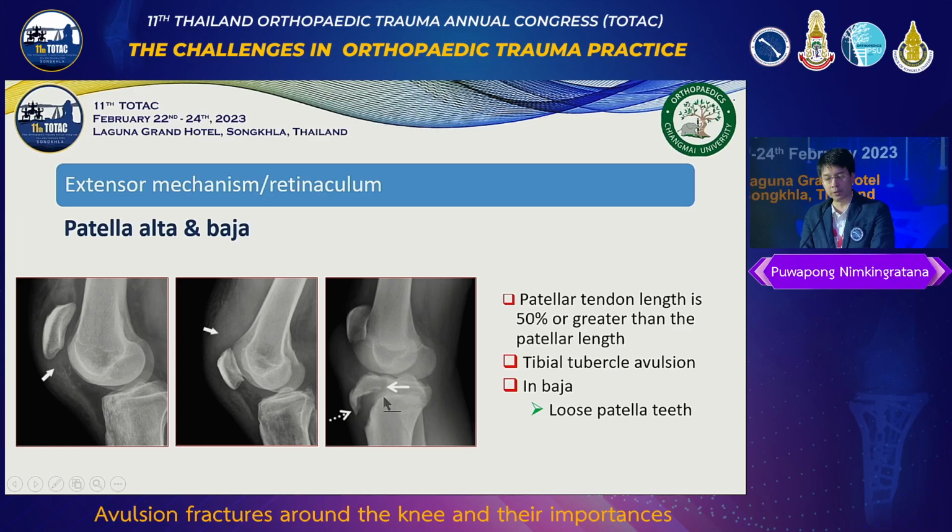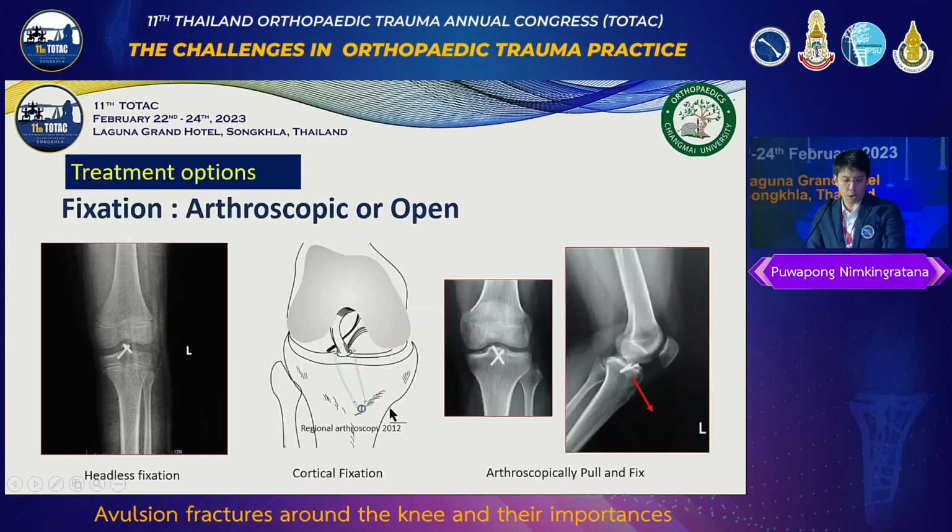For the treatment options, several options could be done, for example, arthroscopic or open surgery. From the left-hand side, this is a pediatric case. So I chose to use headless fixation because I didn't want to interfere with the growth plate, like with cross-locking of that one.